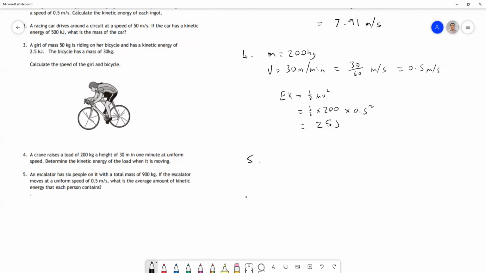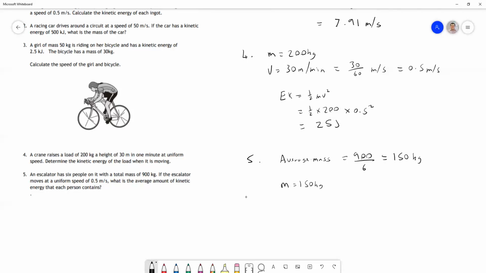So there's 2 ways to work this out. We could work out what the total kinetic energy of 6 people was, or we can realize that if we want to take the average mass, it's going to be 900 divided by 6. So we have 6 people weighing 900 in total, and dividing that through, we see that's 150 kilograms. So we base our question on a mass of 150 kilograms. And I'll just state that here, mass is equal to 150 kilograms.